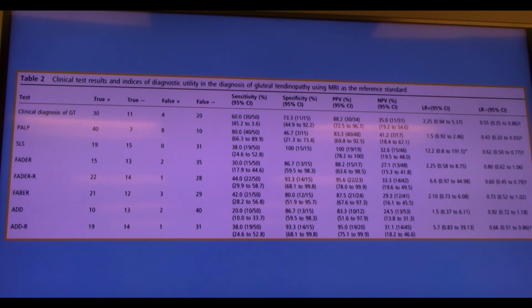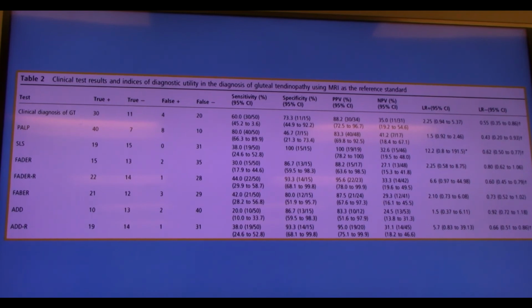Did anyone have any questions or concerns with this? I mean, the question you want to ask is, what is our gold standard for gluteal tendonitis? I don't know. Do we have one?